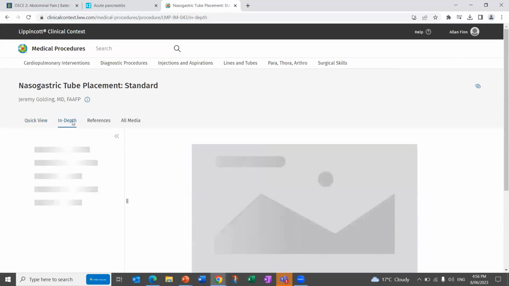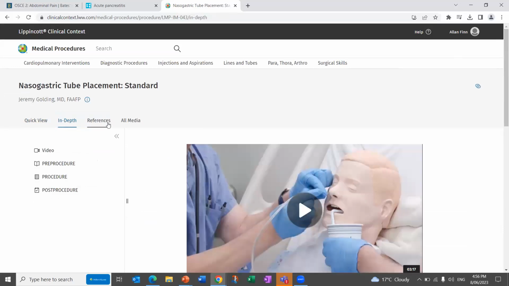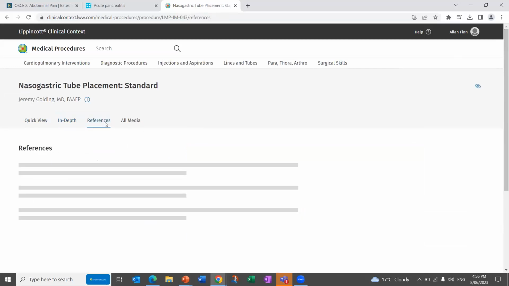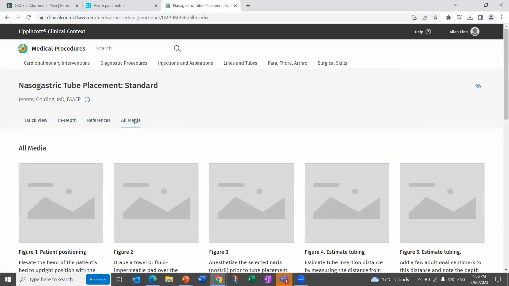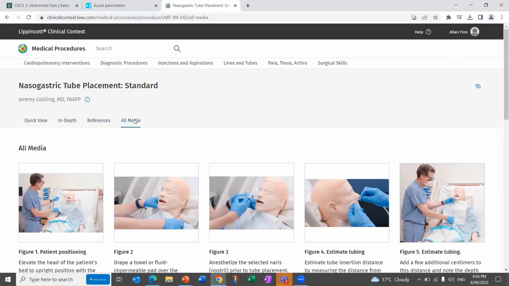We can open it up to see more detail. We can view the references that are associated with the production of this content, and often we can link off to them. And if we want to see a summary of the individual steps, we can see that as part of the medium that we see here.